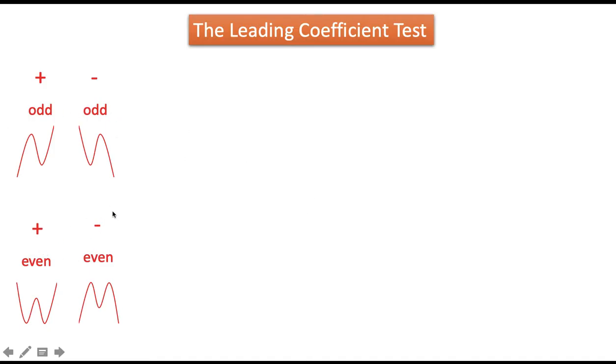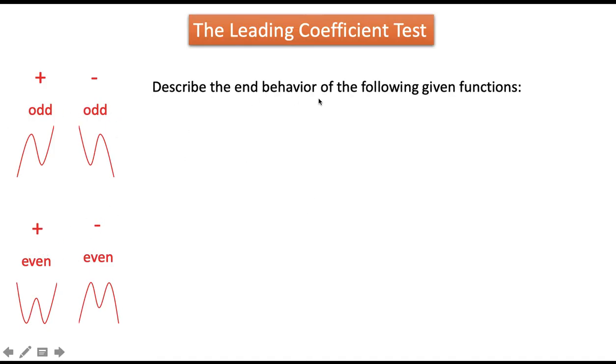So this will serve as our guide. We will describe the end behavior of the following given functions. In our given number 1, y is equal to x cubed plus 2x squared minus x minus 2. So focusing on our leading term, in this case our leading term is x cubed because the degree is located here. The degree is 3. Therefore, x cubed will be our leading term.